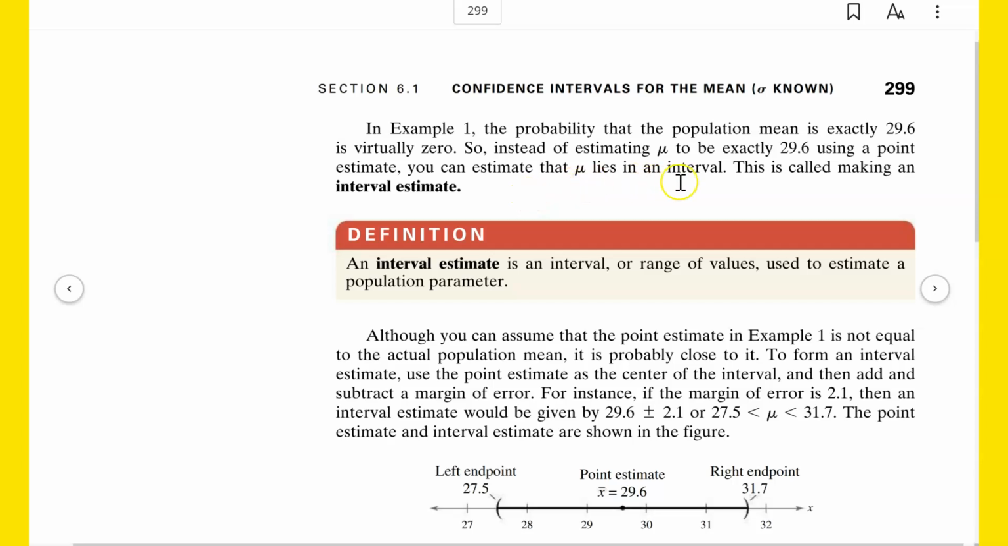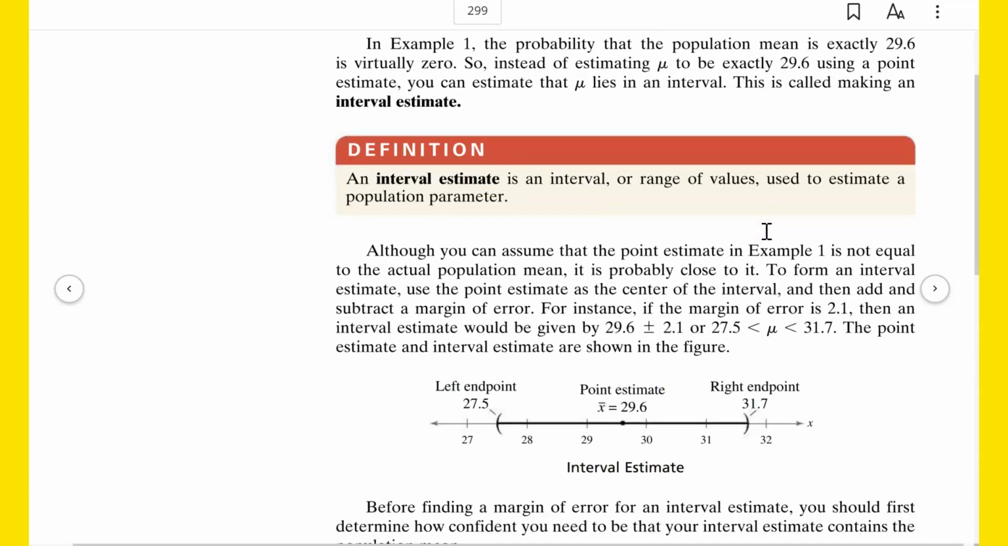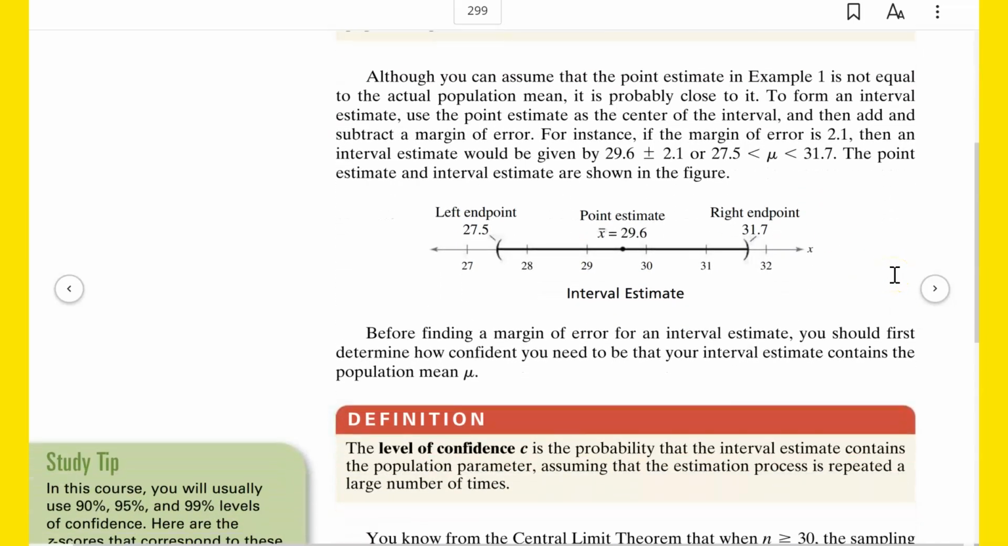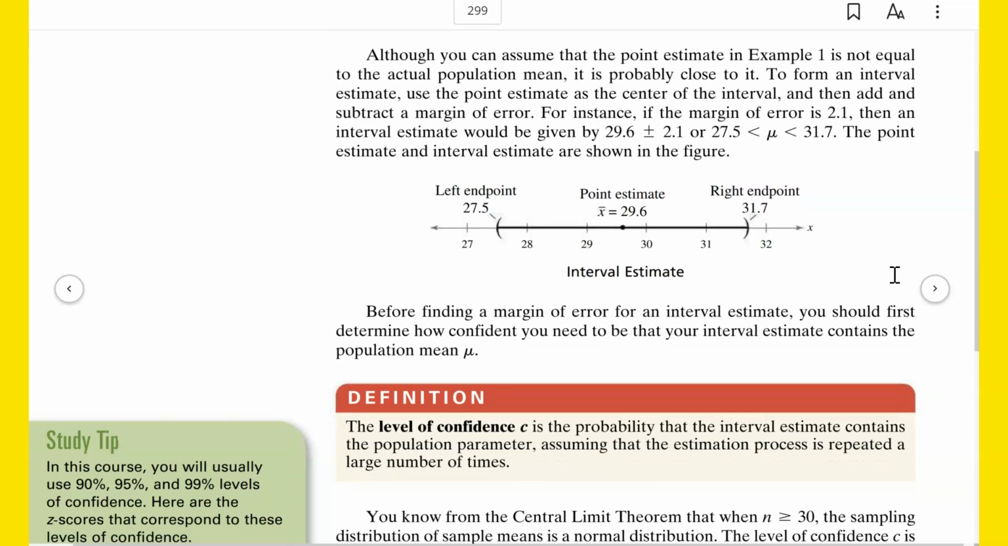This is called making an interval estimate. An interval estimate is an interval or range of values used to estimate a population parameter. Although you can assume that the point estimate in example 1 is not equal to the actual population mean, it is probably very close to it.